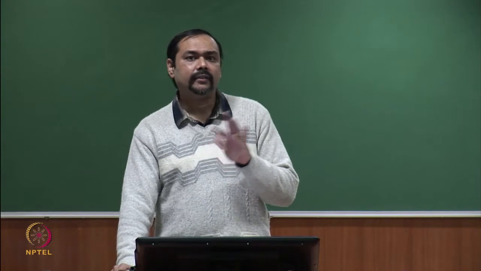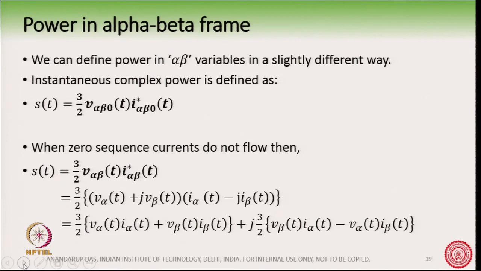Now, we can now define power. So, now let us expand this definition of power a little bit, and we can define power in the alpha beta variables in a slightly different way. We will see how we will expand the definition of power. So, we now define something called as instantaneous complex power.